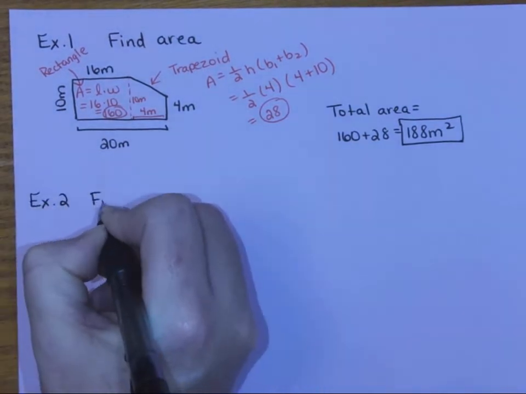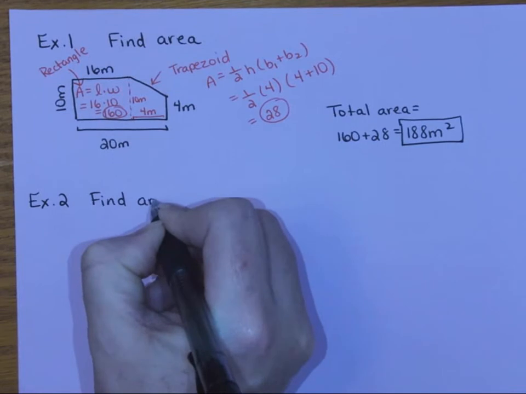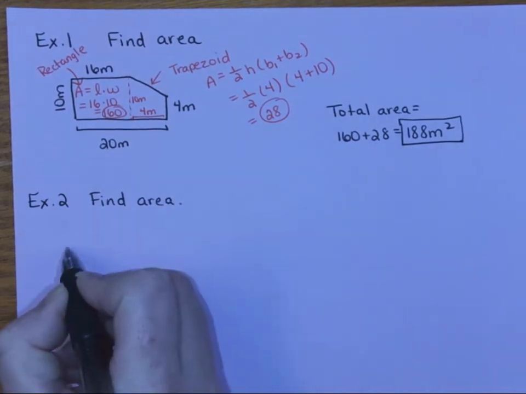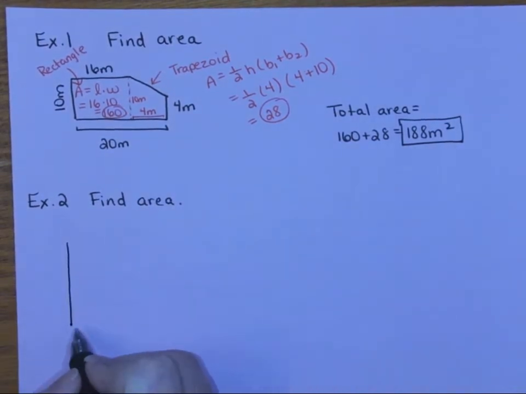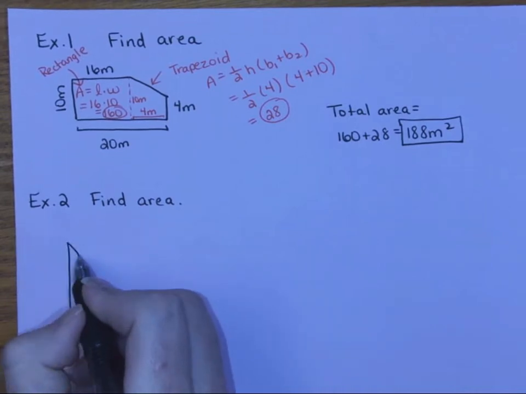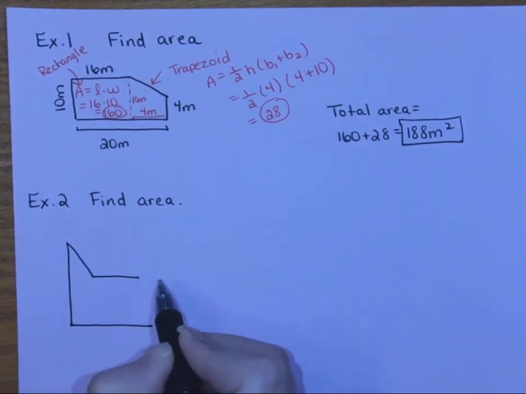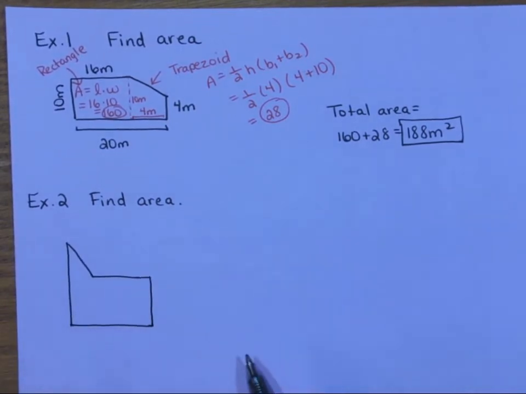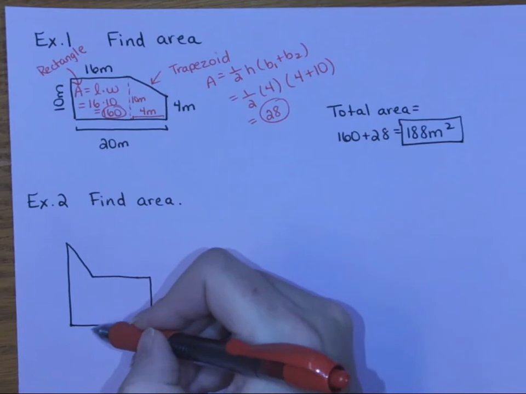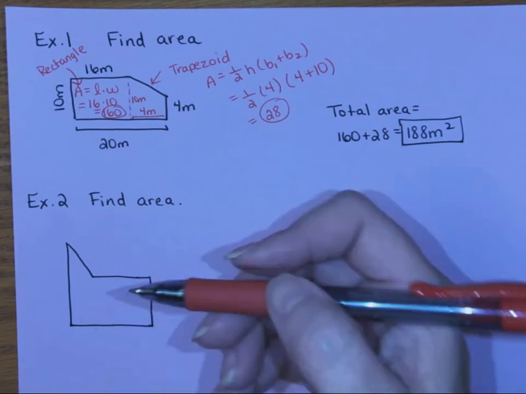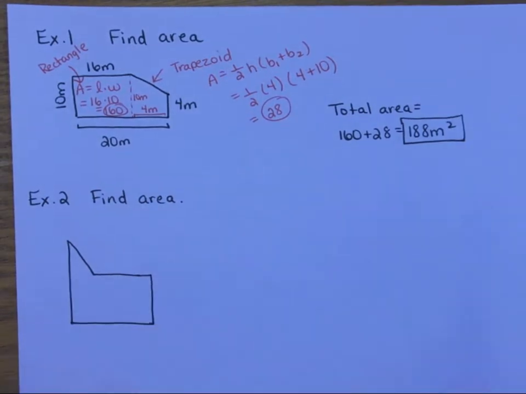All right, so let's do another one. So let's say that you were given this shape and asked to find the area of this weird thing. Now notice, I could mark this off as a trapezoid and a rectangle this way if I wanted, but I actually think it would be easier. Well, first let's get the measurements. I guess that would be helpful.